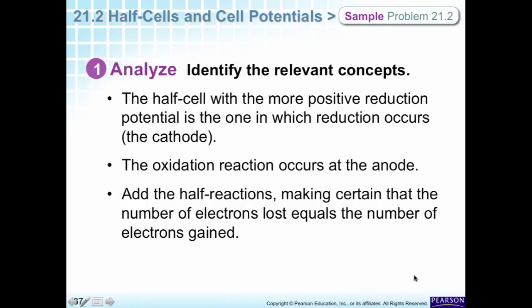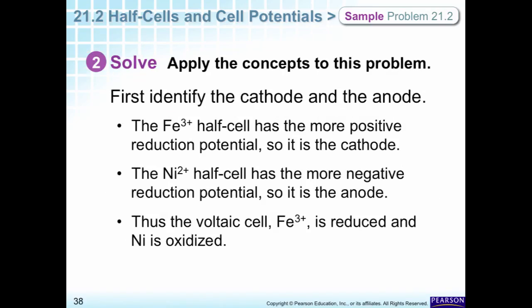Let's see if we did it right. As I said, the half cell with a more positive reduction potential is going to be where reduction occurs. That's going to be the cathode. Oxidation is going to be the other reaction. We can add the two reactions together so that we can see what it looks like. We can identify the cathode. Okay, we did that.